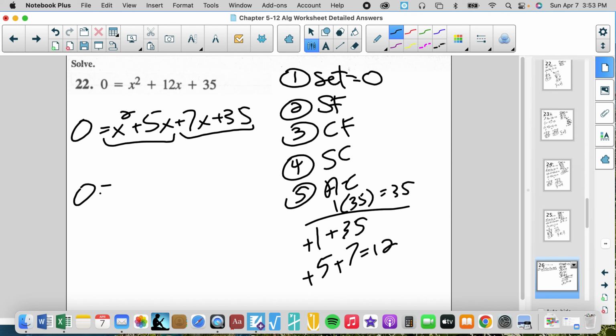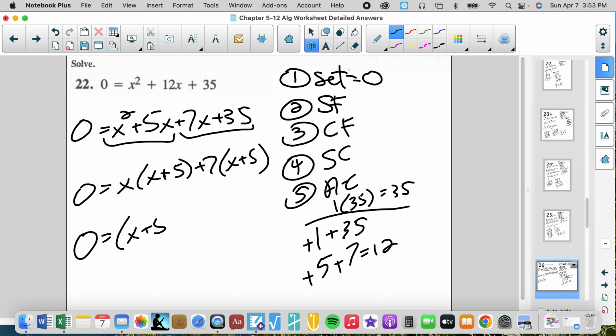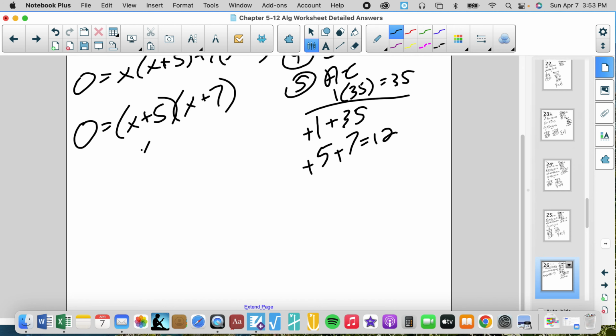Let's factor out an x. We get x plus 5. Let's factor out a 7. We get x plus 5. They always do this. They go hard, and then they give you this layup problem, which is, it's like, wow, this is an easy one.